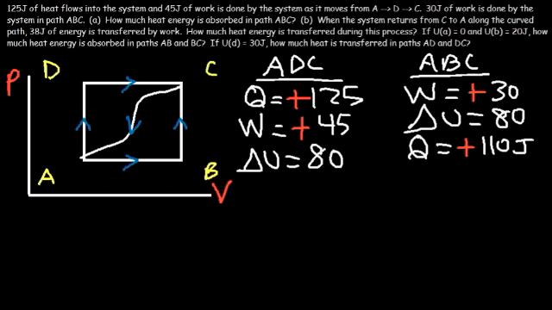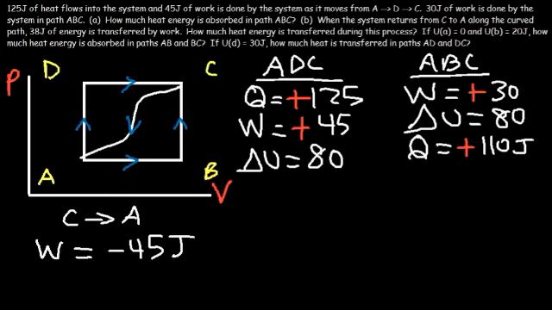Now what about the next part? When a system returns from C to A along the curved path, that's the path in the middle, 38 joules of energy is transferred by work. Now, is this energy transfer positive or negative? Anytime a gas is compressed, or if you travel towards the left of a PV diagram, the work done is negative. As you travel towards the right, the work done will be positive. So this is negative.